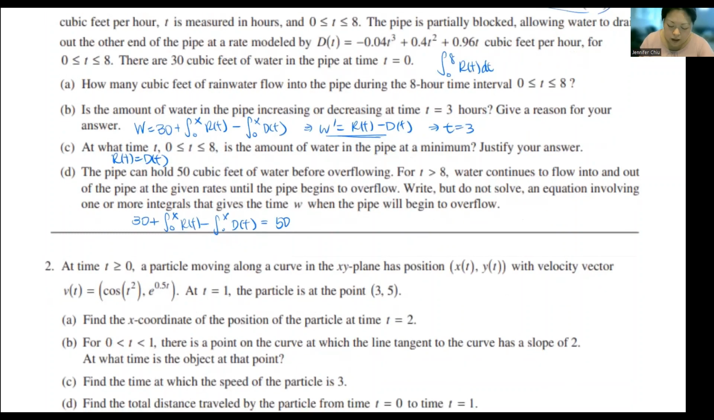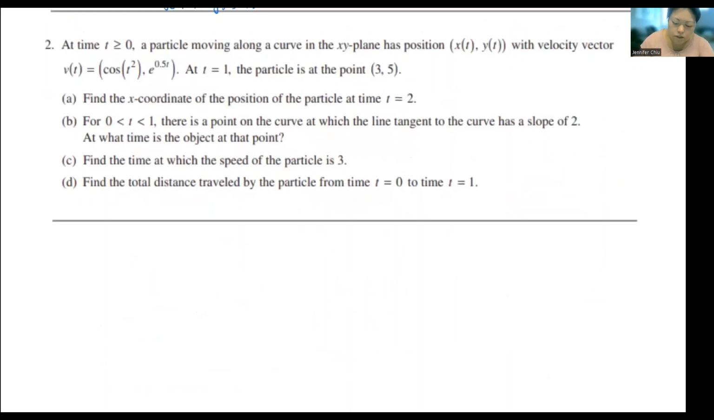Okay, all right. Moving on to number 2. At t greater than 0, a particle moving along a curve in the xy plane has the position x(t), y(t). So this is a parametric. This is a vector. We're giving the vectors for x and y, right? Okay, so it says find the x-coordinate of the position of the particle at t equals 2.